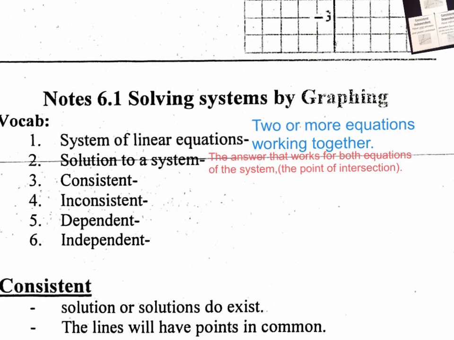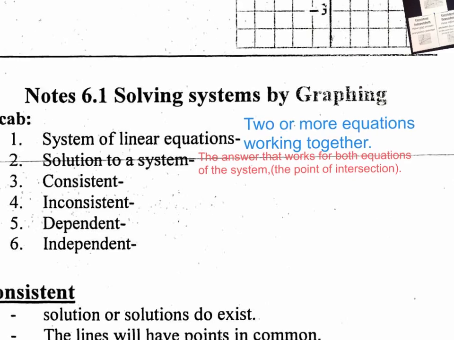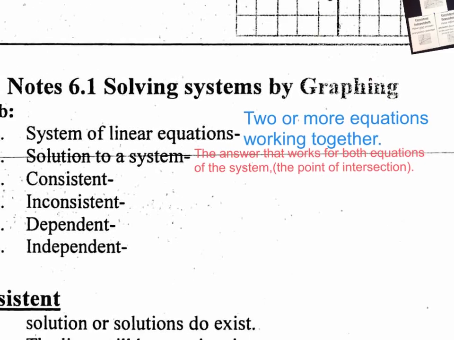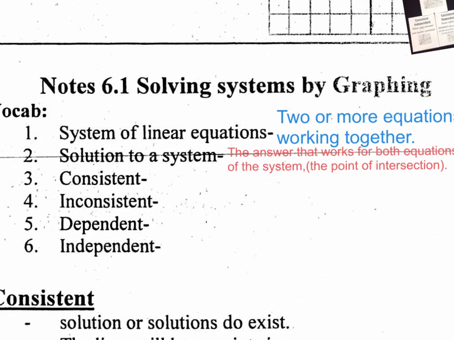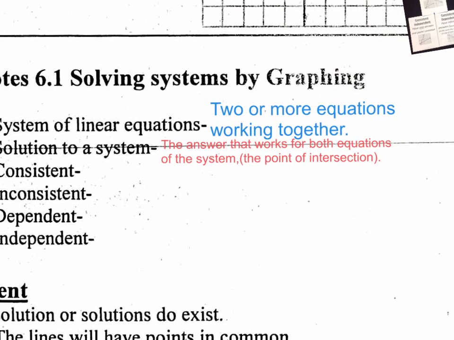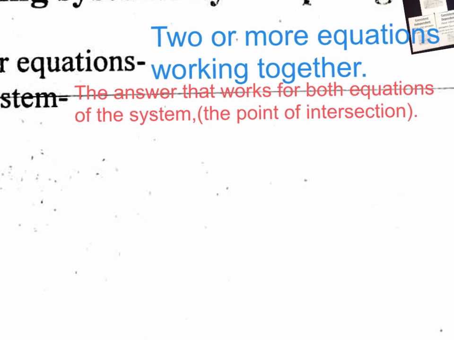Here's the second video on solving systems by graphing. Now, we've already said that a system of linear equations is simply two or more equations working together. We also said that a solution to a system is the answer that works for both equations of the system. Graphically, it's the point of intersection, okay?